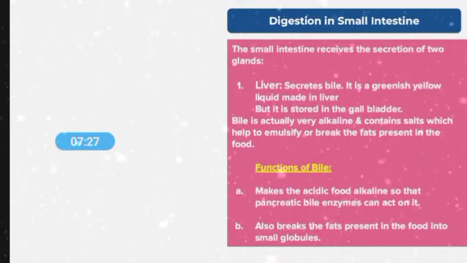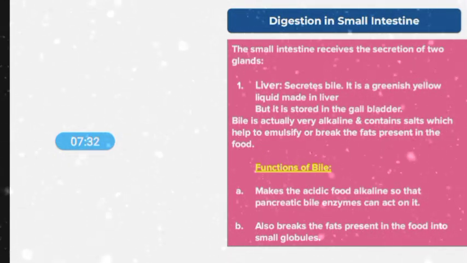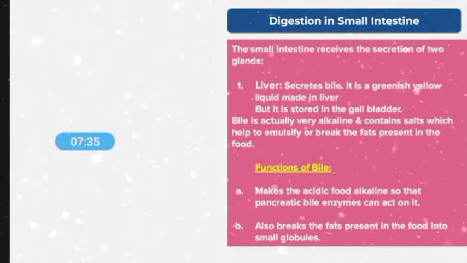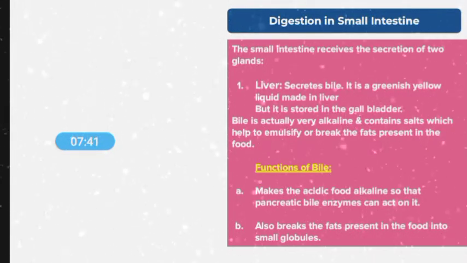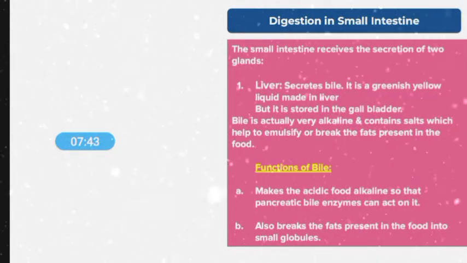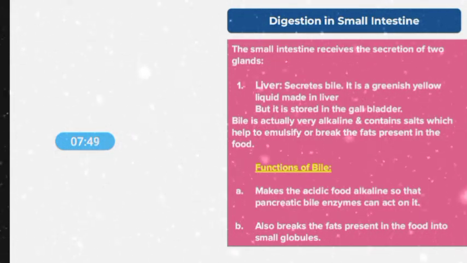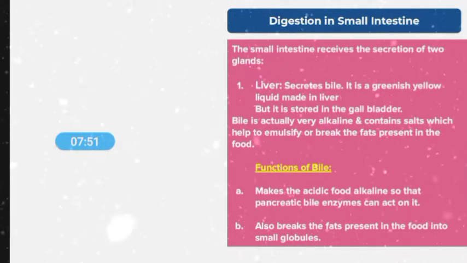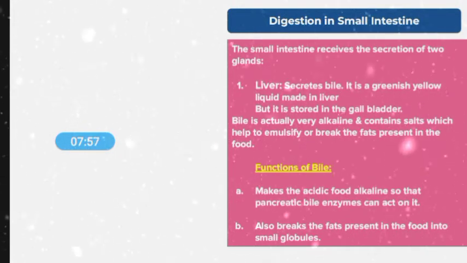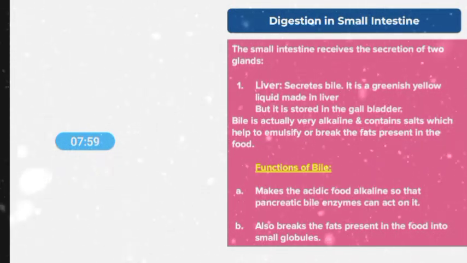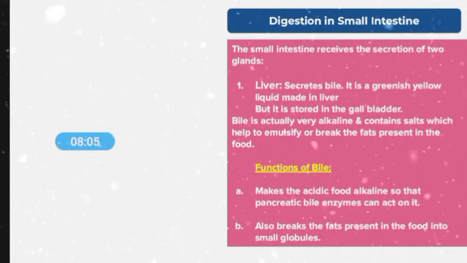Digestion in the small intestine. The small intestine receives the secretion of two glands: the liver, which secretes bile. It's a greenish yellow liquid made in the liver, but it is actually stored in the gallbladder. Bile is very alkaline and contains salt, which helps to emulsify or break the fat present in the food. What are the functions of bile? It makes the acidic food alkaline so that pancreatic enzymes can act on it, and it also breaks the fats present in the food into small globules.